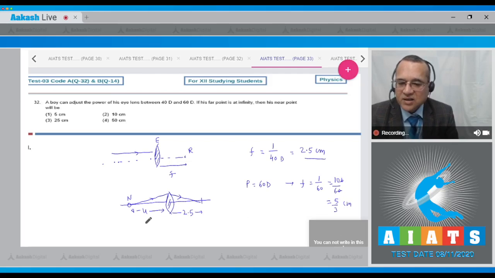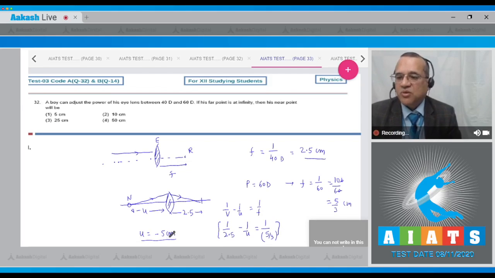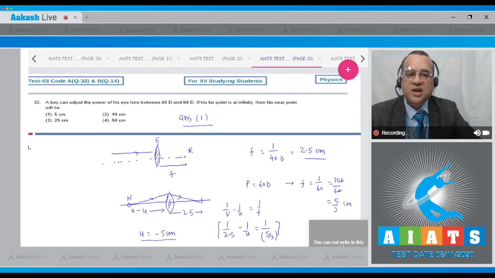So to find U, 1/V minus 1/U is equal to 1/F. V is 2.5 and you have to find U, and F is equal to 5 by 3. And this value gives that U is equal to minus 5 centimeter. Therefore, the near point of this eye is at 5 centimeter. And option number 1 is 5 centimeter. So the answer to this question is option number 1. Let's move to the next problem.